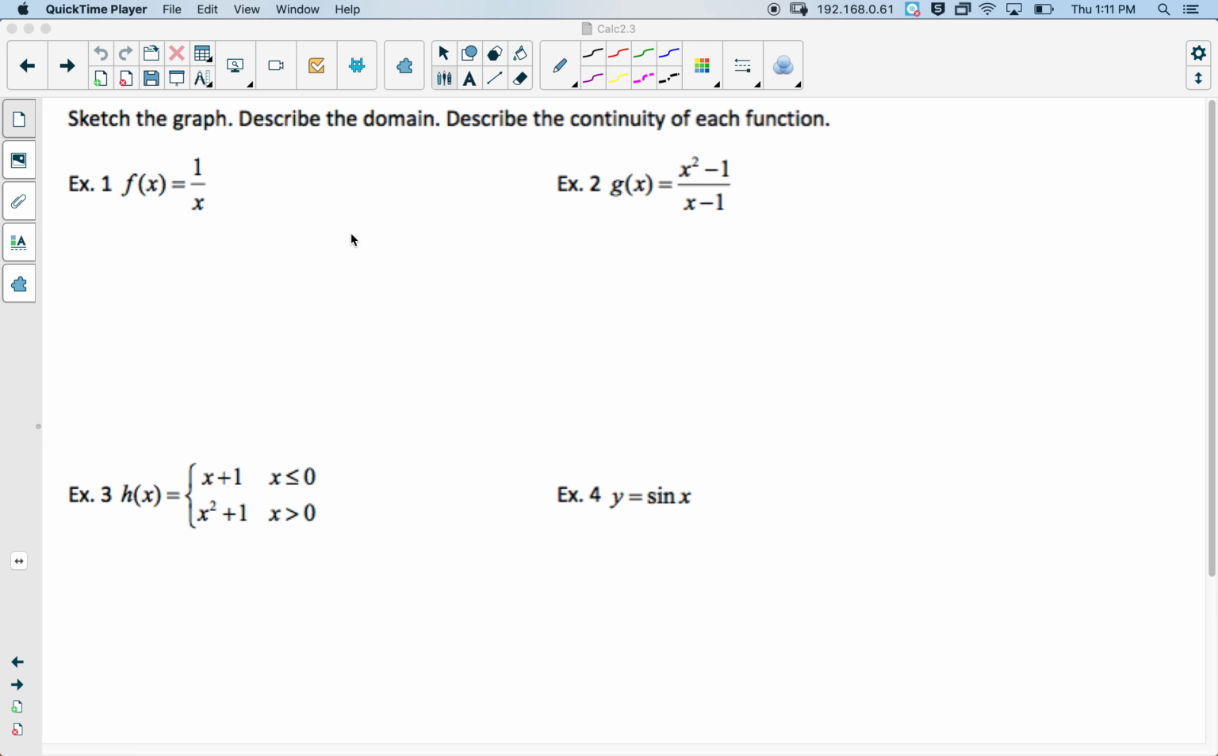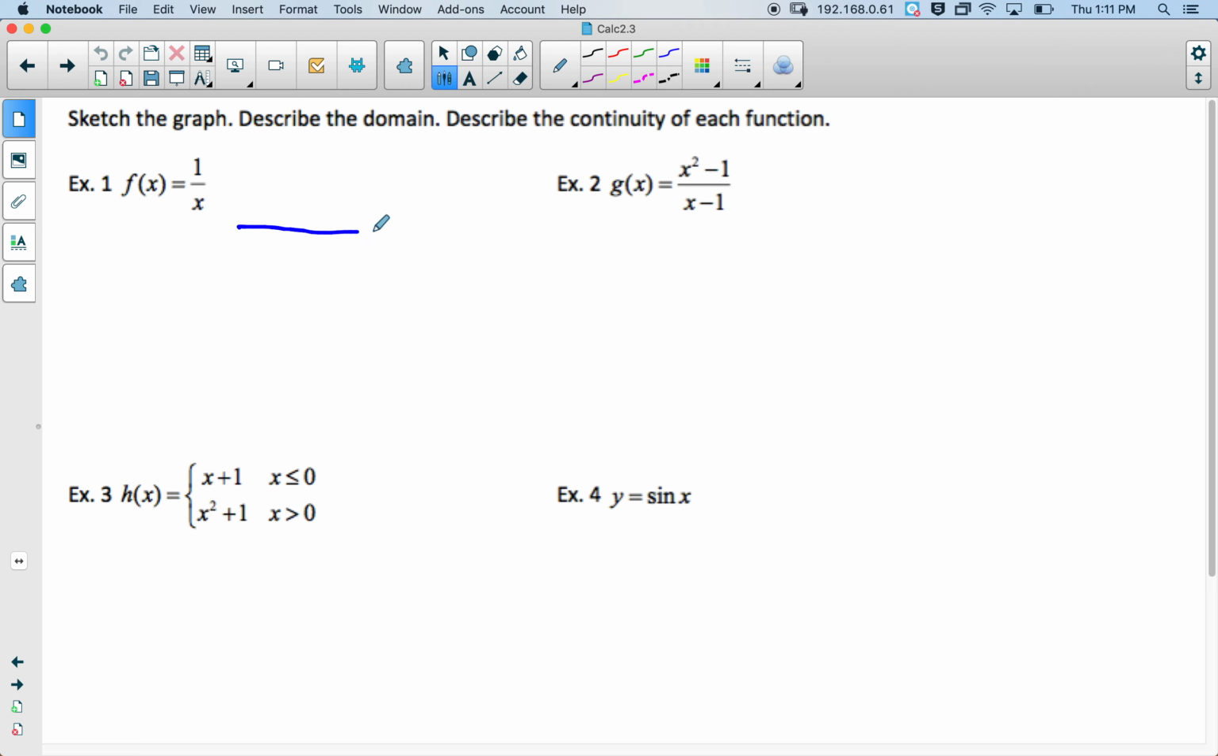Okay, let's sketch a graph of 1 over x. So that looks like this. And we have an asymptote at x equals 0. Okay, so that's the graph.